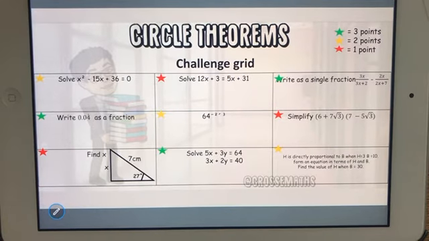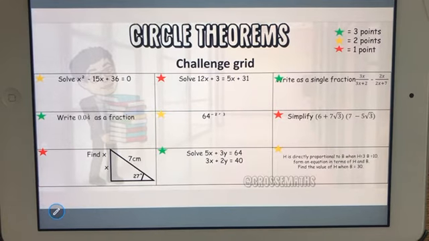Right then guys, I'm going to go through each of these. I'll try and get through them quite quickly because there's loads of content to get through with circle theorems. So, x squared take away 15x plus 36. We've got to put this into two brackets. This means factorise then solve. So you factorise it into a double bracket first and then you can solve it afterwards. We've got to factorise this.